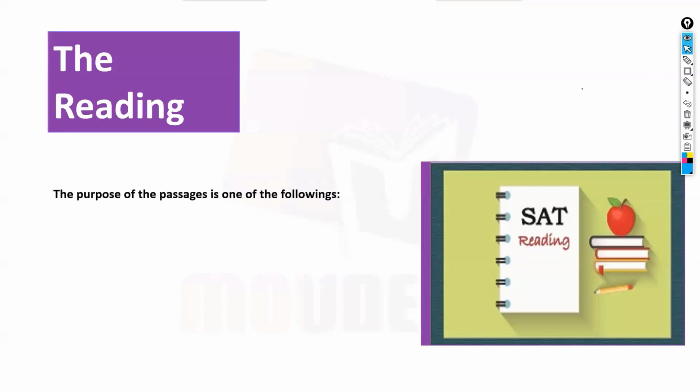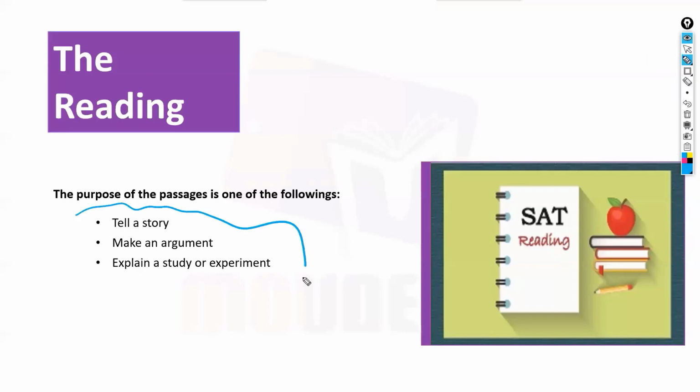The purpose of the passages is one of the following. As I told you, there are 5 passages. The purpose of the 5 passages won't be other than these 3 purposes. It has to be one of these. To tell a story, for example, if it's a fiction or a literary passage, it is going to tell a story. For history and social studies, especially history, they're going to make an argument. For example, women's rights, or people of color. They're going to talk about people of color and their rights.